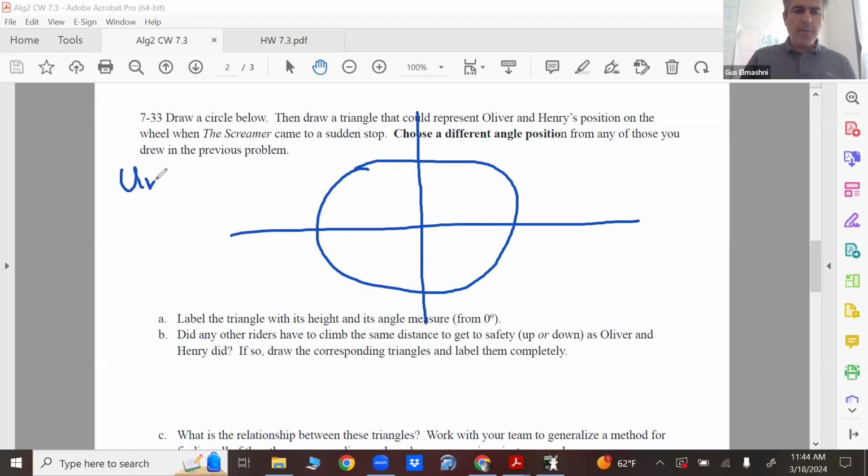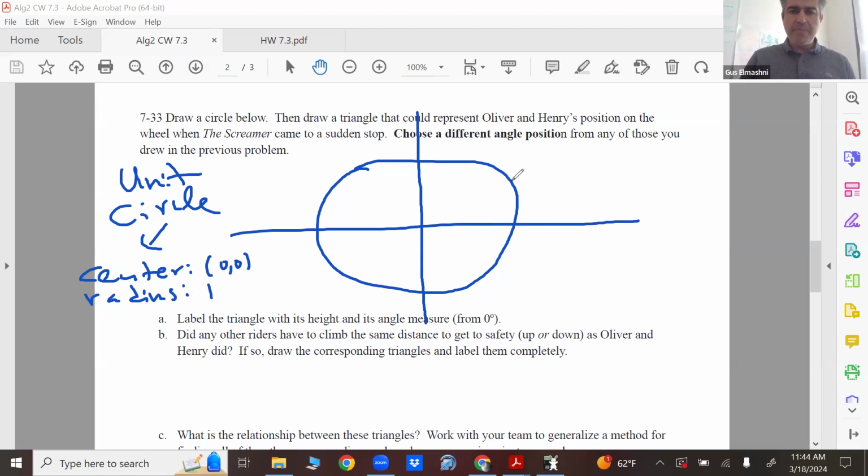So this right here, I'm calling a unit circle. I'm going to just get into it with you guys. A unit circle has a center at 0, 0, and a radius of 1. And let's say I choose 30 degrees here. Let's say I choose that seat. So that's 1.